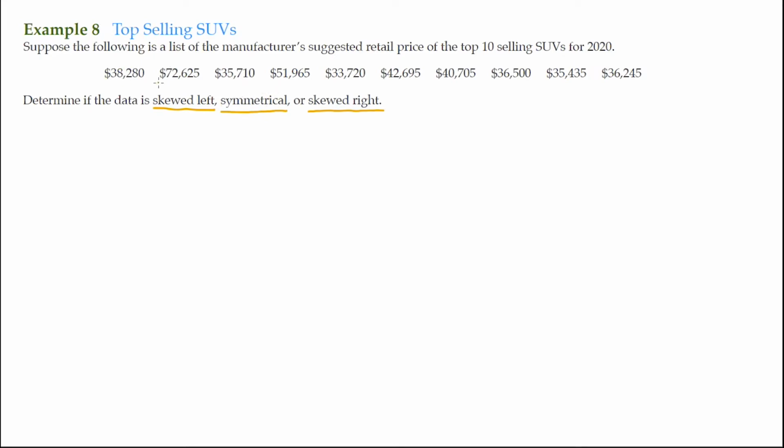So the first thing we're going to do is we're going to determine the median for this data, and we'll do that by putting it in numerical order, and we'll put it in ascending order. That just seems natural. So we have 33,720. And of course, we start with our smallest data value and just go up.